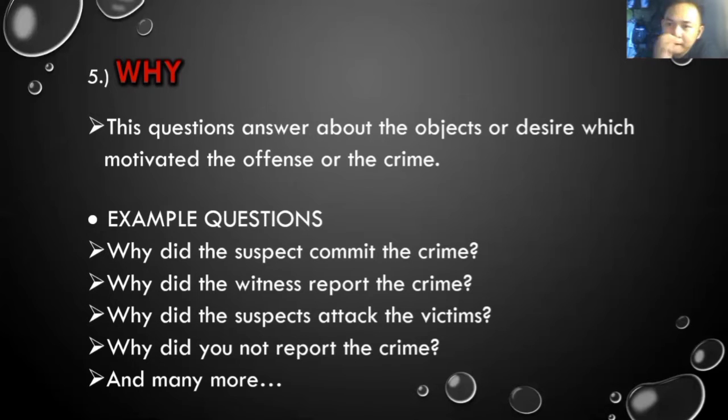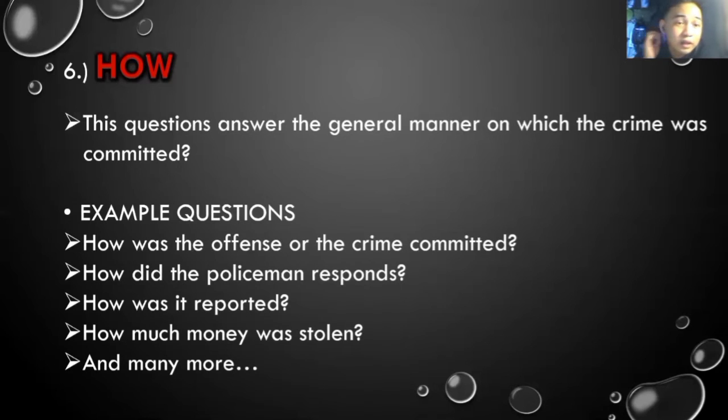And many more. And the last, how. This question answers the general manner on which the crime was committed. Example questions: how was the offense or the crime committed? How did the policeman respond? How was it reported? How much money was stolen? And many more. Sumasagot sa katanungan ng how, paano. Paano nangyari yung krimen? Paano nagsimula? Paano niya nagawa? Yan.